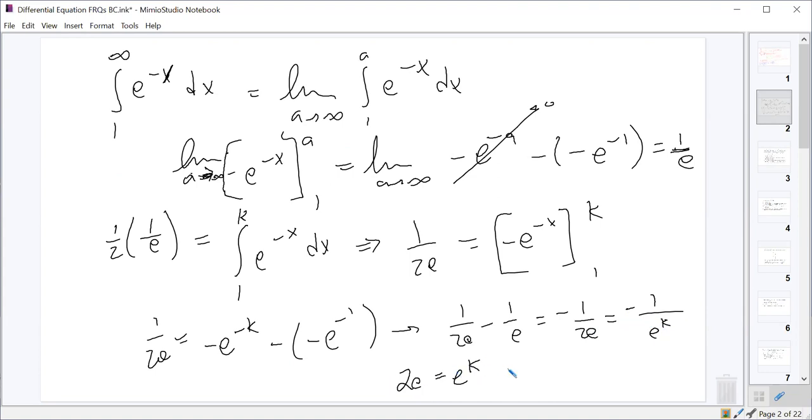And if you take the natural log of both sides, you get k equals natural log of 2e, which is natural log of 2 plus natural log of e, which is 1 plus ln 2, or whatever the decimal equivalent of that is. I believe ln 2 approximates to 0.693, so that'd be 1.693. Any of these things are fine. Any questions there on that?